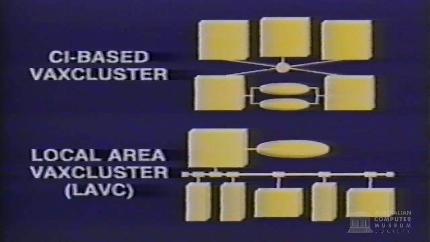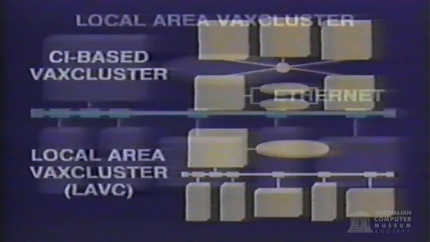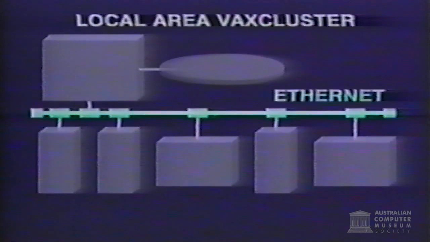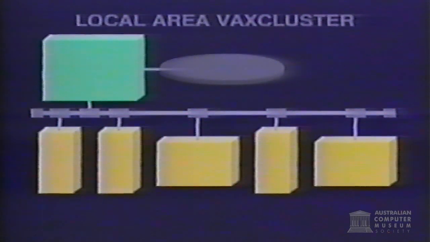This completes our discussion of CI-based VAX clusters. We'll now look at the hardware components that make up a local area VAX cluster. An Ethernet cable provides the common interconnect in local area VAX clusters. Attached to the Ethernet are VAX computers and workstations, which can be distributed throughout a department or building.